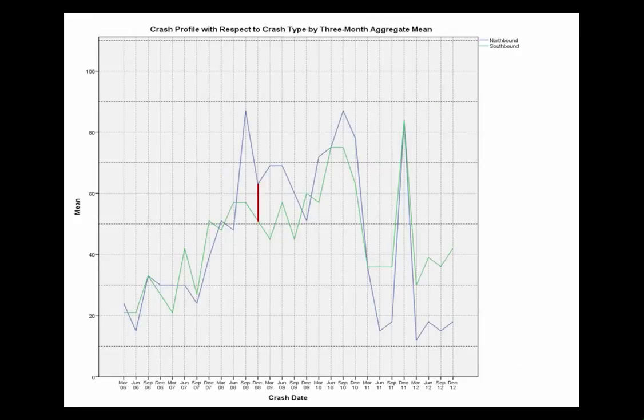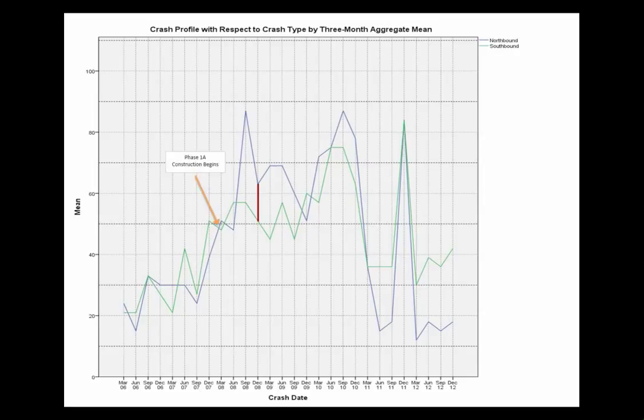And then what I did was I broke it up. Since the construction was broken down into northbound and southbound construction, I wanted to look at the crash frequency strictly on the northbound and southbound express lanes. So what I found was, again, nothing entirely revealing.